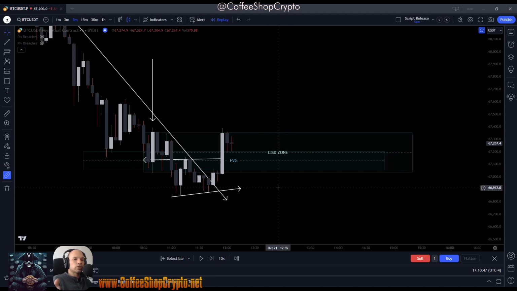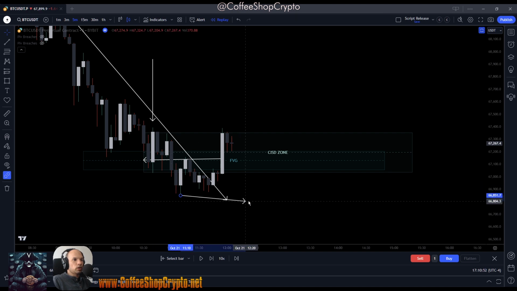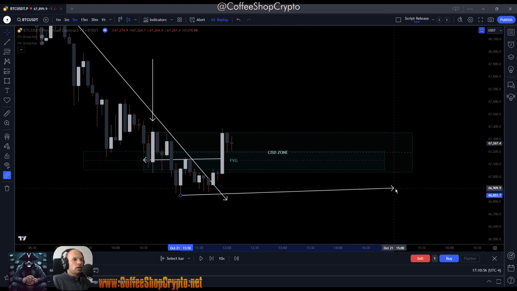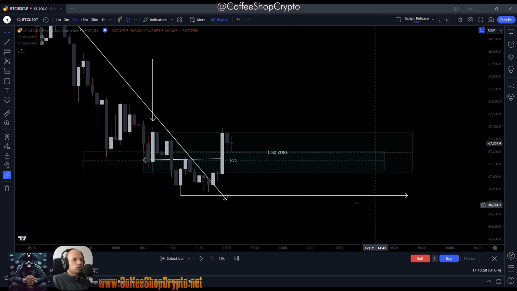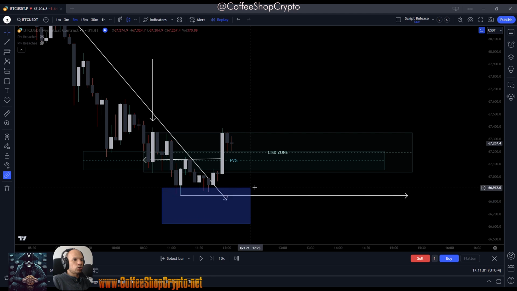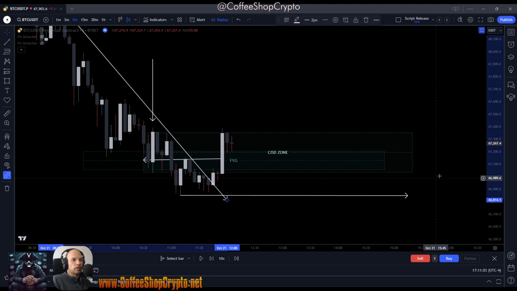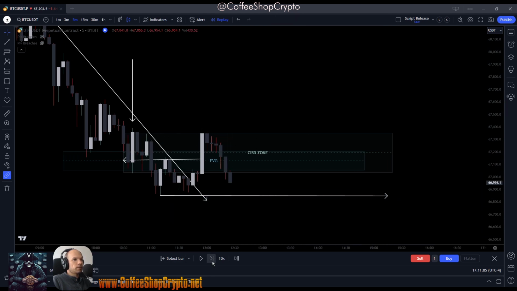Okay, now you know you're in support. So that means you want to find your lowest point, and you want to treat that as structure. And you really only want to take shorts. You want to continue your short move if you get down here, right? So let's let this play out a little bit.